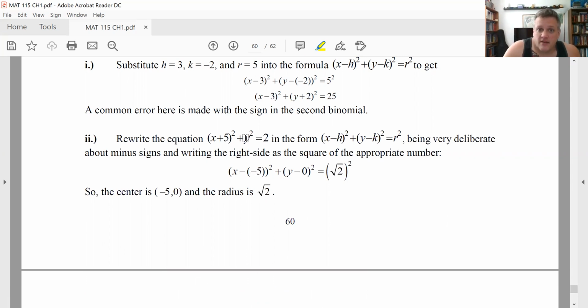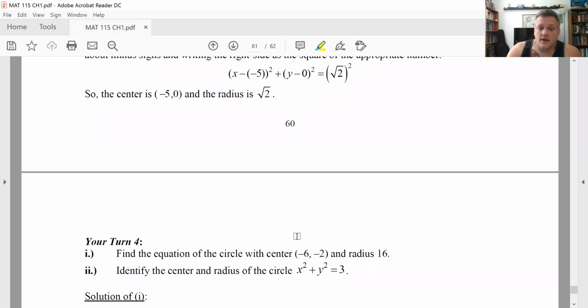You're not subtracting anything from y to begin with, so subtracting 0 does exactly the same thing. And then now we know that the number squared that gives you 2 has to be root 2 by definition. So you've written that equation in this form. I can now pluck out what the coordinates are. The x-coordinate of the center is -5, the y is 0, and the radius is root 2.